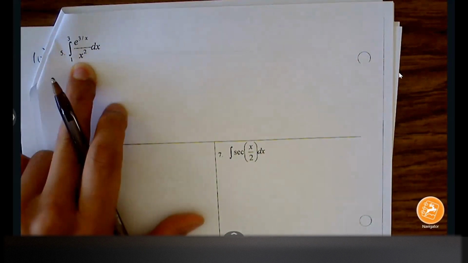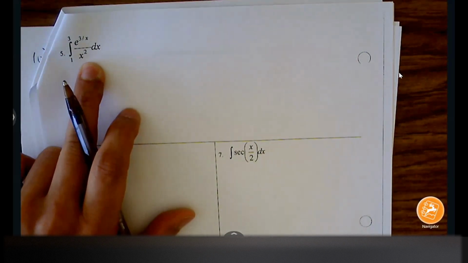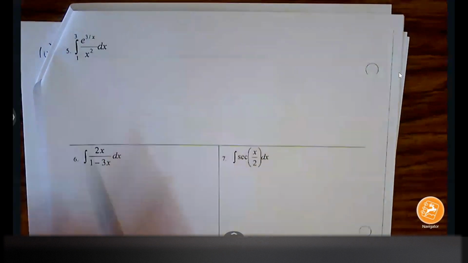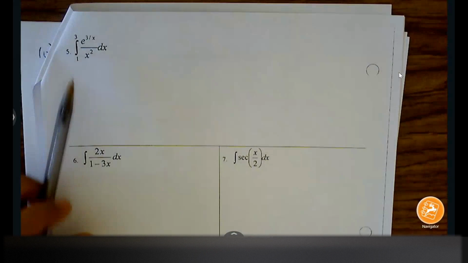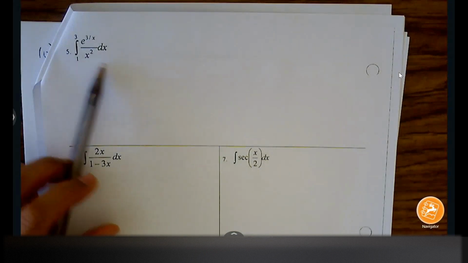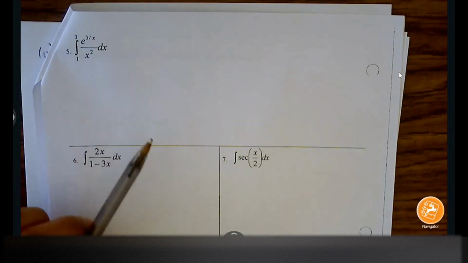E to the 3x over x squared. Can we move terms around? What do you guys think? Yes, you can. We could move that x squared, but once that x squared comes up, what do you notice? What's the issue?